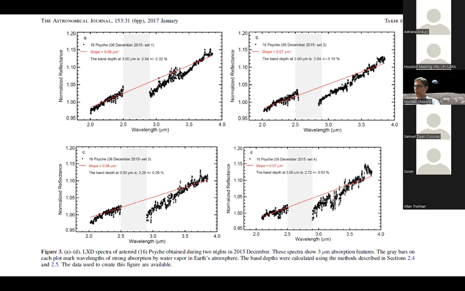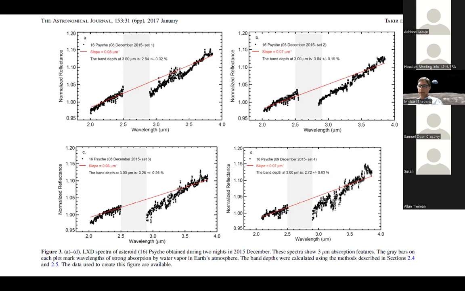But these features here were observed by Driss Takir, a colleague of mine. Actually, I'm a co-author on this paper, when we were looking at Psyche a few years ago. So Psyche also appears to have this feature. And I'll show you in a minute a plot of how many of these M-class asteroids have this kind of feature. It's not traditionally thought to be consistent with the formation for most M-class models.